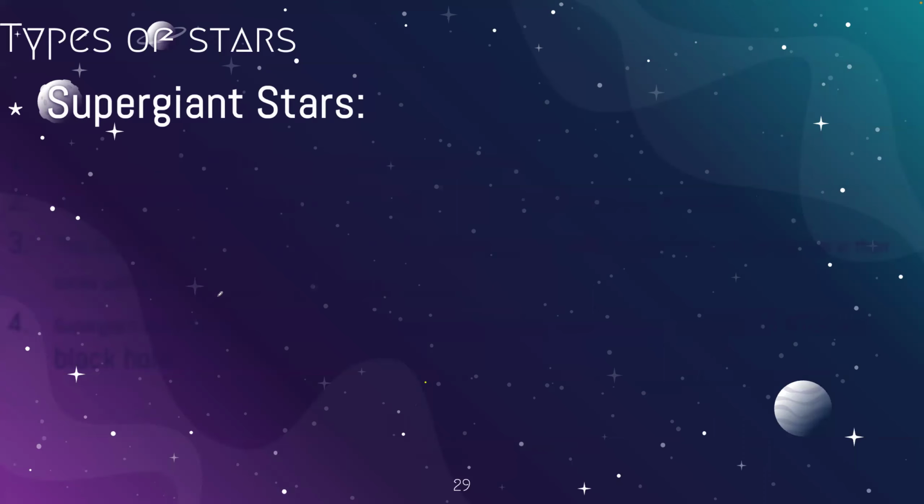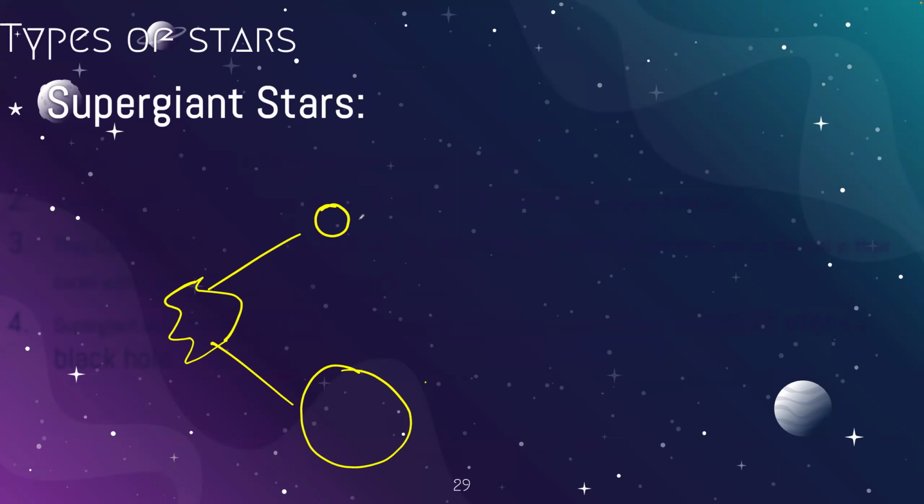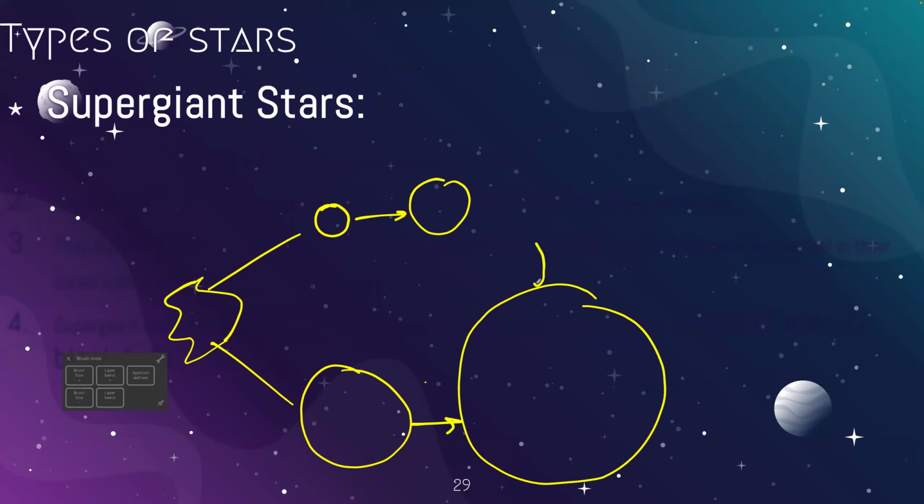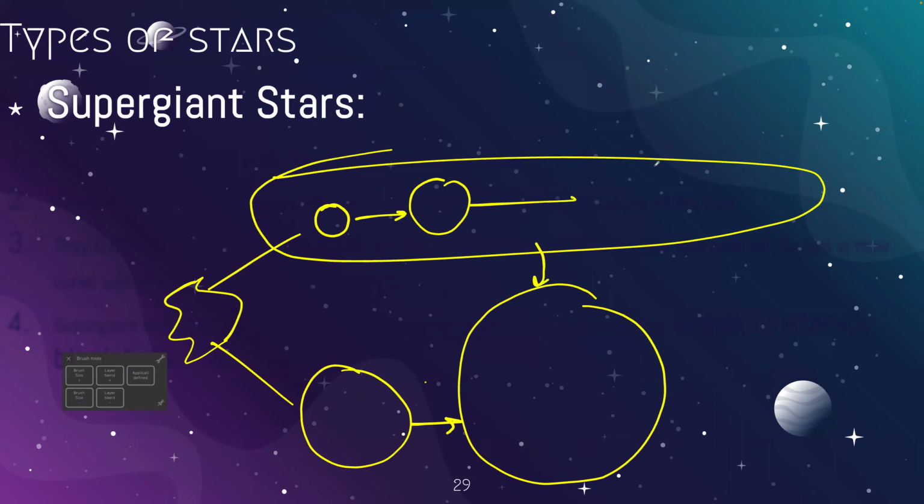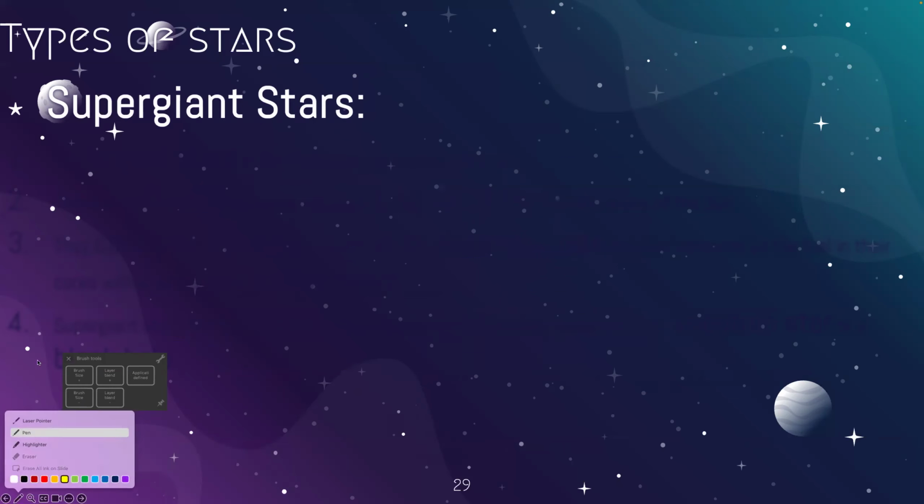I repeat once again. From the nebula, you form either a small or medium-sized star, or a giant star. A small or medium-sized star turns into a red giant star, whereas a massive star turns into a super red giant star. We've done everything about medium-sized stars. Now we are talking about massive stars. Okay, so let's look at that.